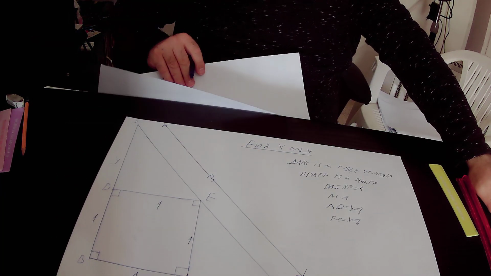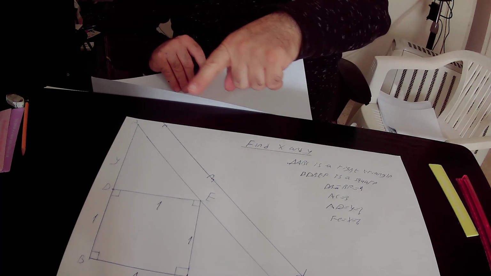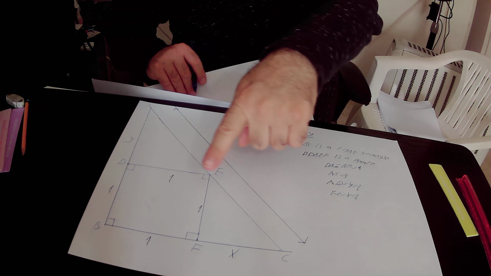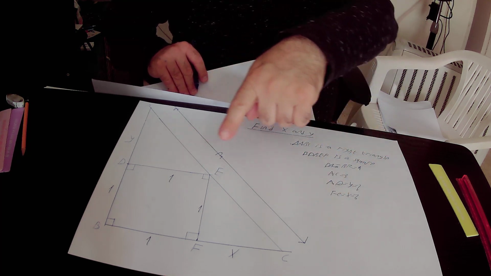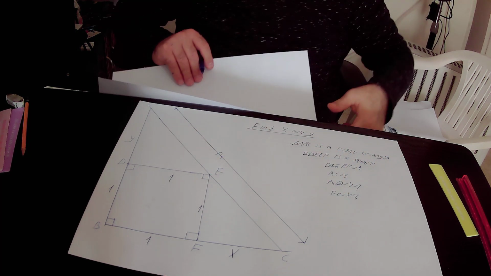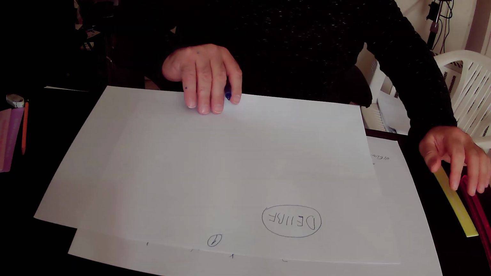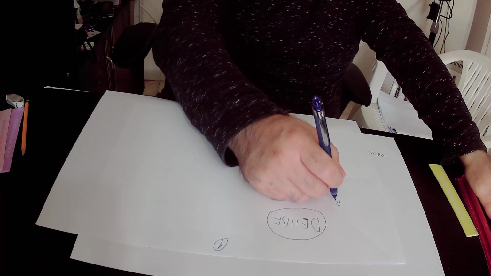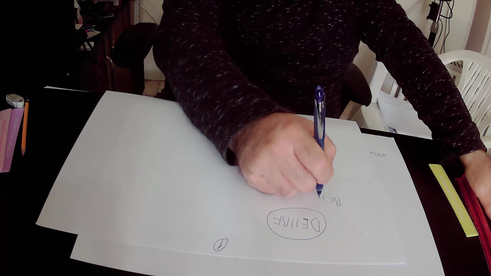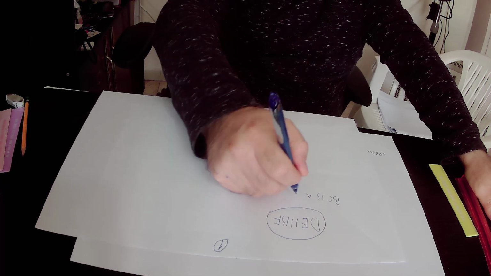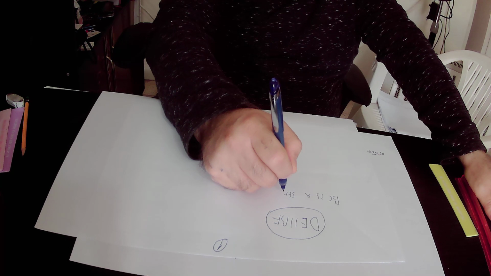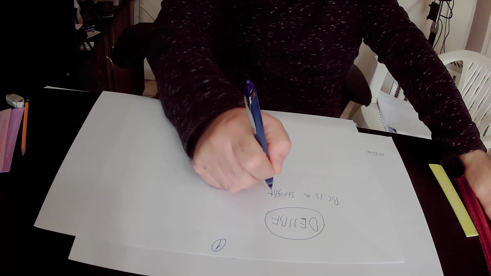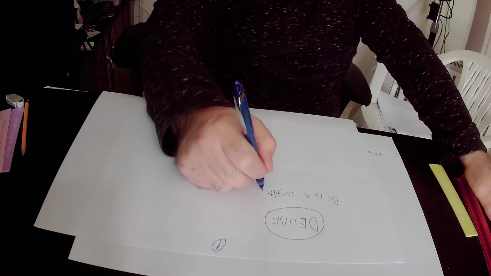And we also know that BC is one side of the right triangle ABC. So BC is absolutely a straight line. BC is a straight line. It's a side of a right triangle. It must be a straight line.